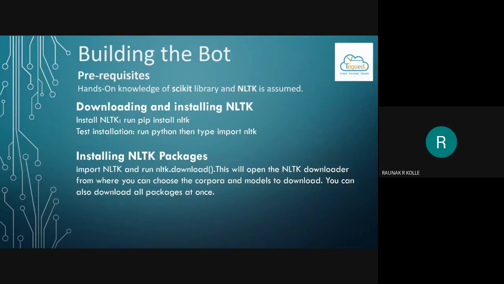Building the bot. The prerequisites required to build a bot are that one would need hands-on knowledge of the scikit library and the NLTK library, which is assumed when you start building a chatbot.